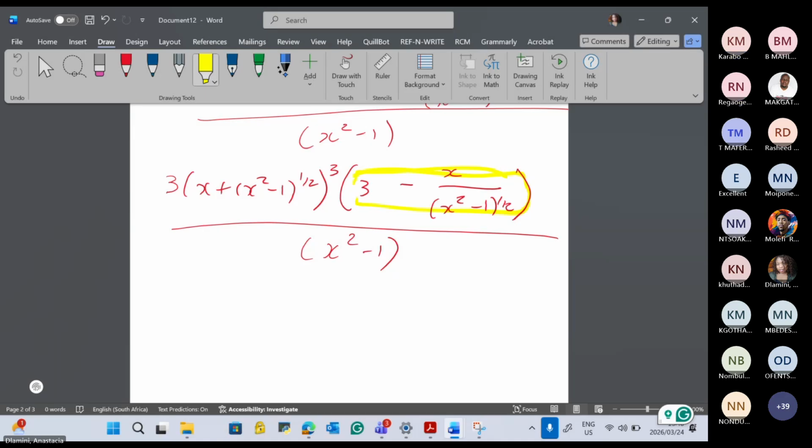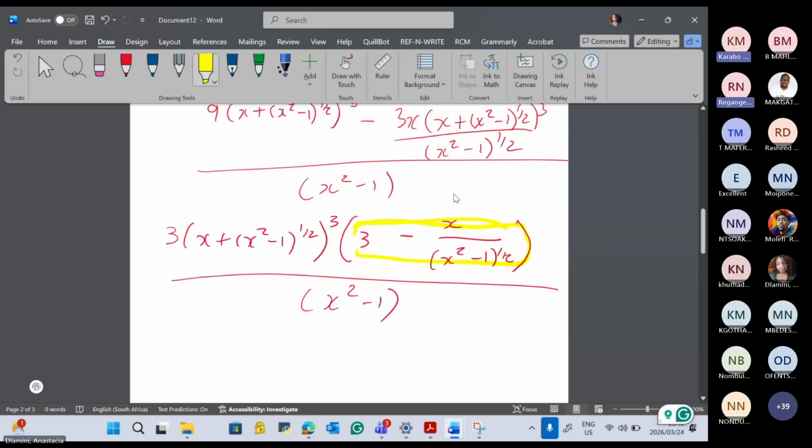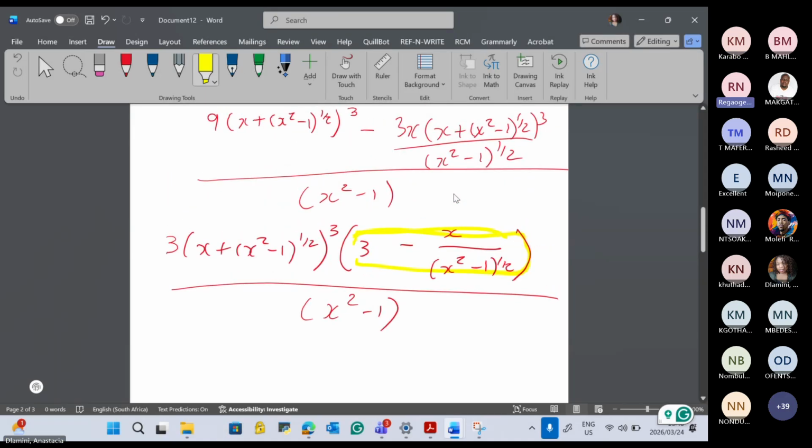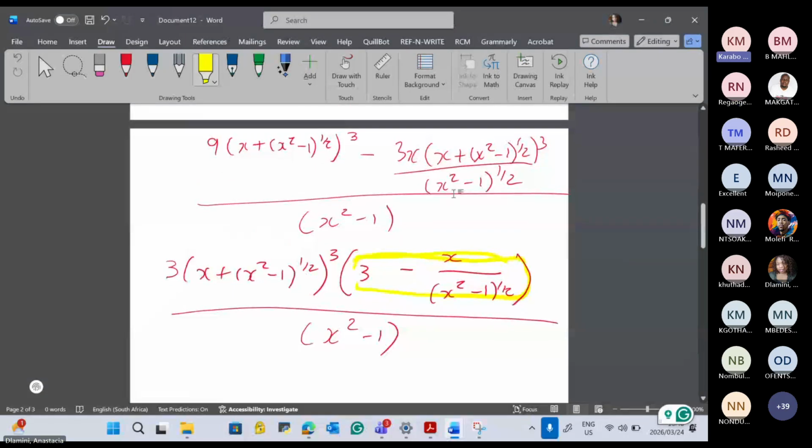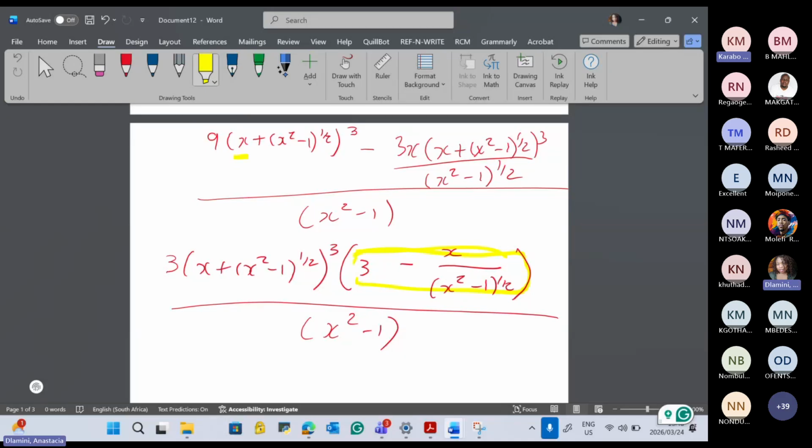Ma'am, I'm shaky on what you did there. What did you do? I removed the common factor. I removed 3x here. I remain with 3 because if I say 3 times 9, I go back to this one. And I remove 3 in this one, remaining with x there. Yeah, it makes sense.